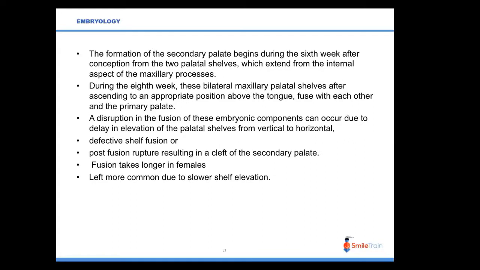The formation of the secondary palate begins during the 6th week after conception from the two palatal shelves, which extend from the internal aspect of the maxillary processes. During the 8th week, these bilateral palatal shelves, after ascending to an appropriate position above the tongue, fuse with each other and the primary palate. Initially they are vertical, and once they meet in the midline they fuse with themselves and also with the primary palate to form the secondary palate. A disruption in the fusion of these embryonic components can occur due to delay in elevation of the palatal shelves from the vertical to horizontal.